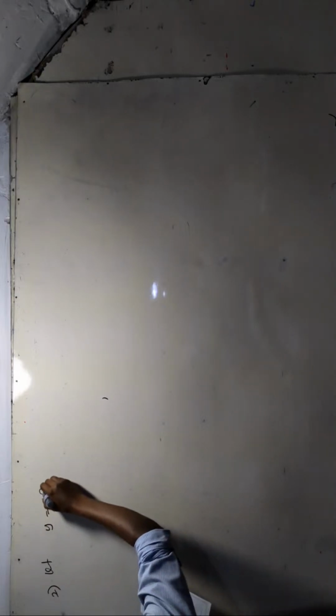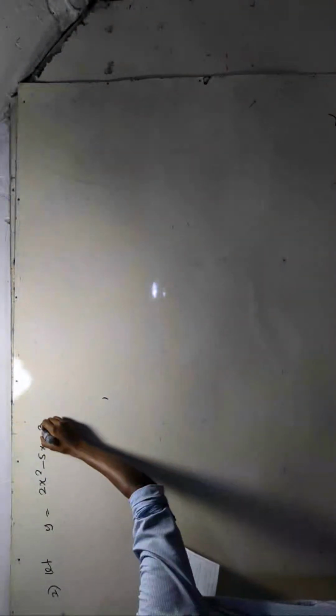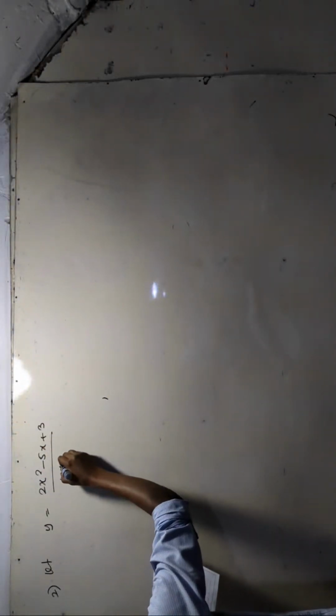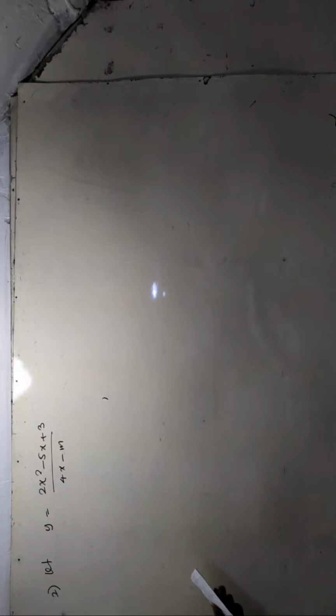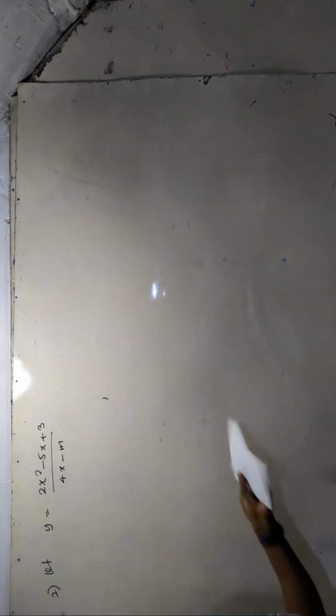Find the values of M such that X is real for all real values of X. So first of all, the second part: let Y be equal to (2x squared minus 5x plus 3) over (4x minus M). Find the values of M such that X is real for real values of X. First of all, I'm going to rewrite this as a quadratic equation of X.